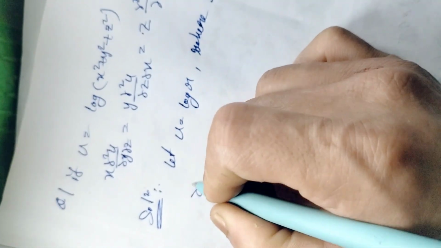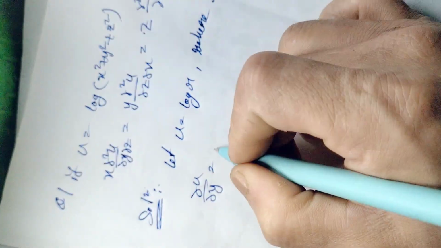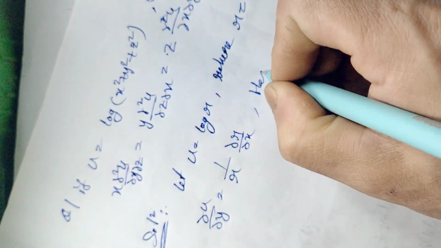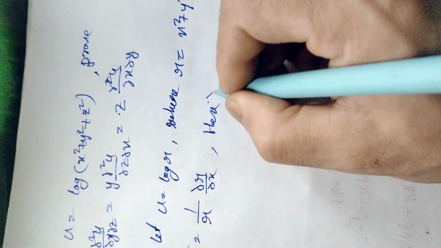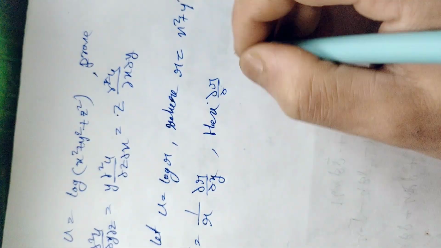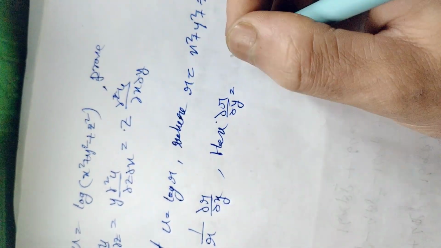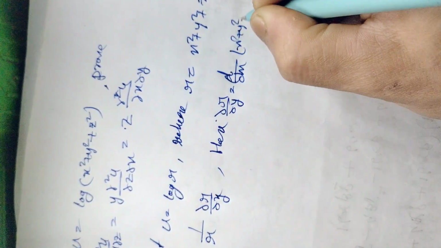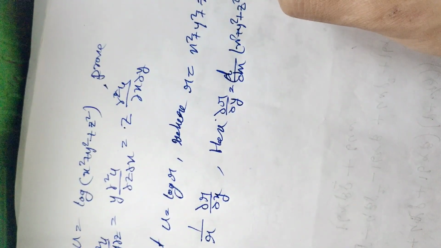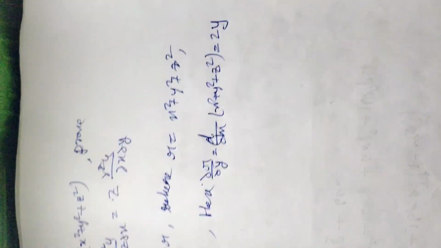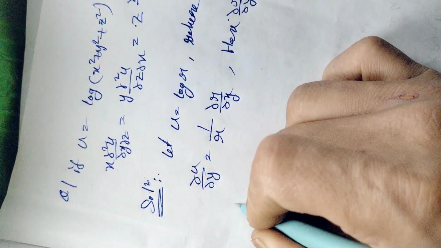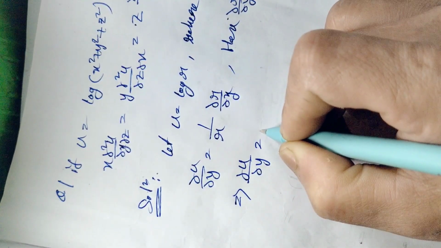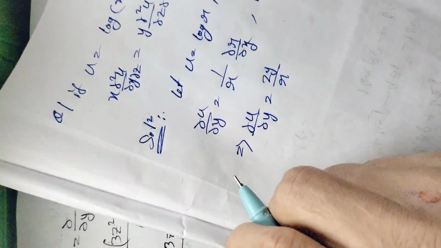So del u by del y will be 1 by r del r by del y. Here del r by del y is equal to d by dy of x square plus y square plus z square. This implies 2y. This implies del u by del y is equal to 2y upon r.